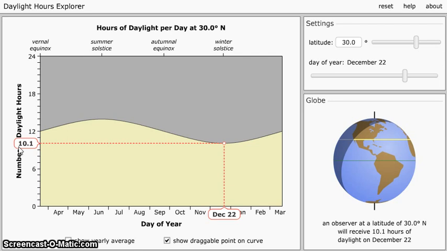Once again, for 30 degrees north, you've written in the daylight hours, take the largest number, subtract the smallest number, and record the range. And that's going to tell you how many hours it varies from your longest day of the year to your shortest day of the year.